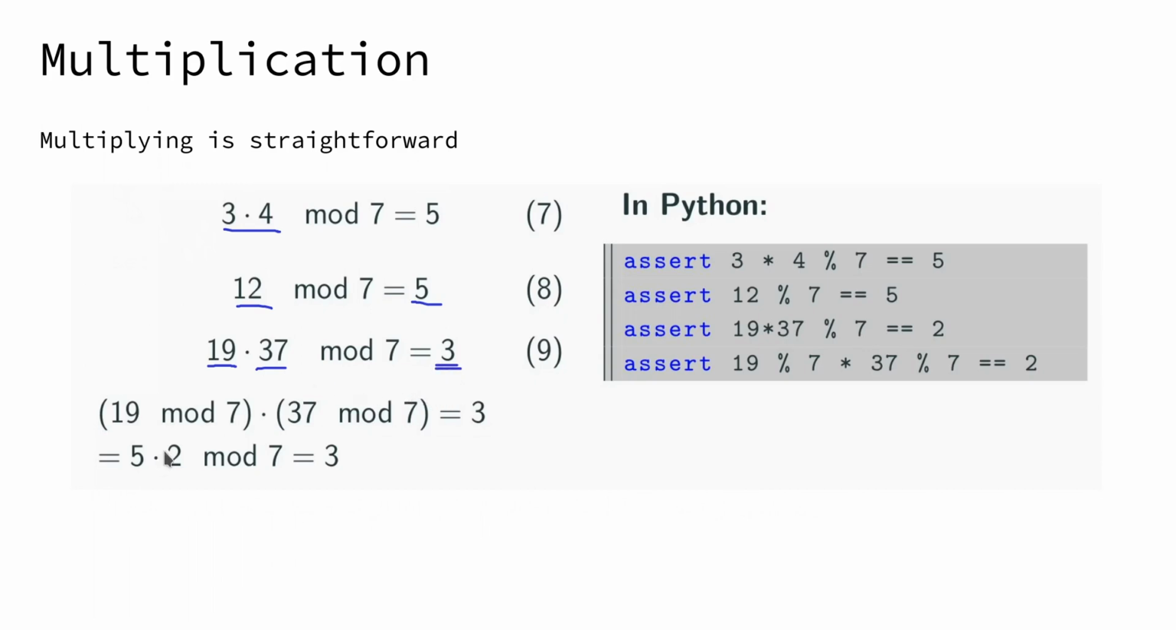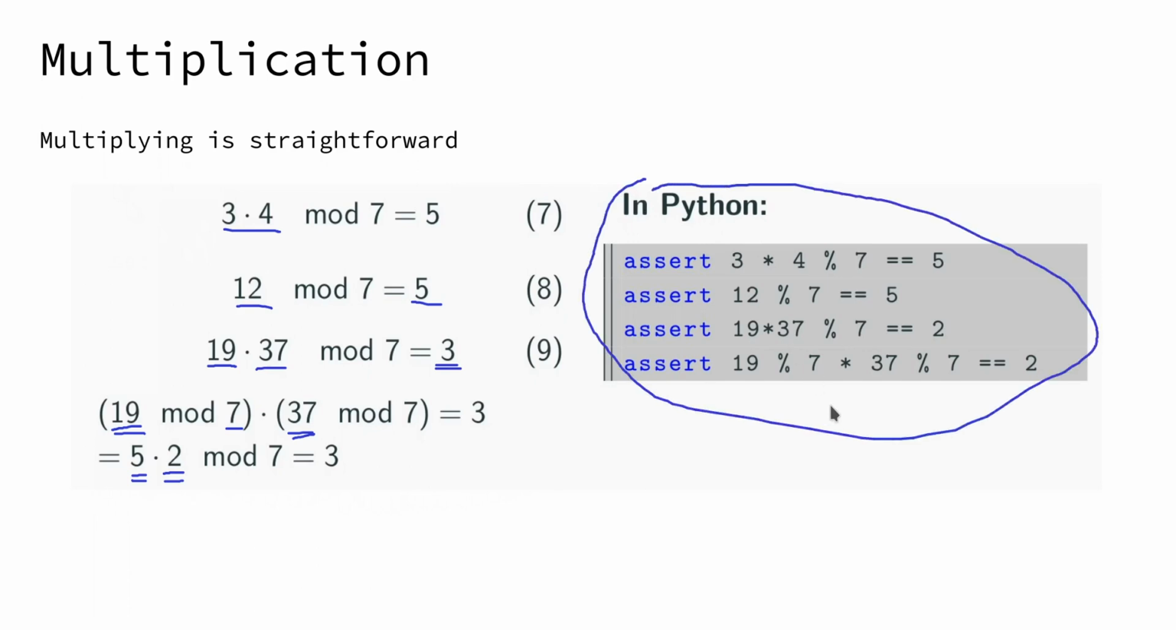But of course we can also reduce those numbers and take them individually mod 7. So 19 mod 7 is 5. 37 mod 7 is 2. So we can also just calculate 5 times 2, which is 3 modulo 7. So the same as those big numbers. Here on the right side I've included the Python code so you can check for yourself.